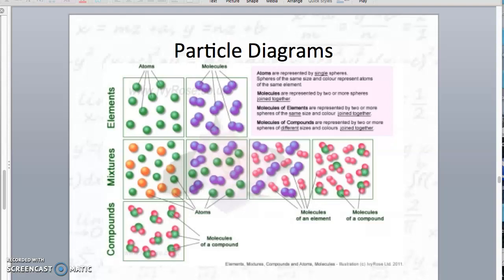Particle diagrams are used to represent elements and compounds in different states. The examples above are all the gas phase because they're occupying the entire space. Notice the term molecule here can be applied to either an element or a compound.